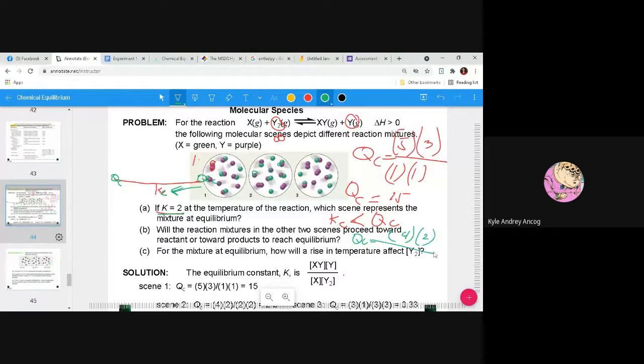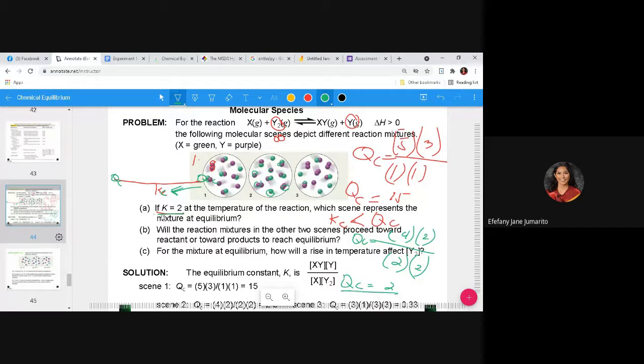Then we have X, 2. X is green: 1, 2. Then we have Y, 2. Okay, so what about this one? 2 times 2 is 4. So QC is 2. Okay, so what about here?